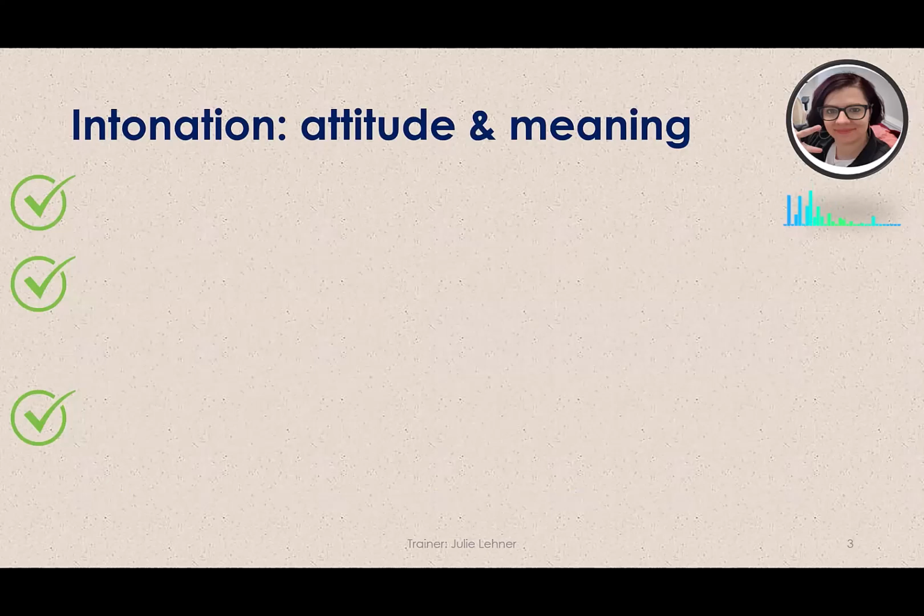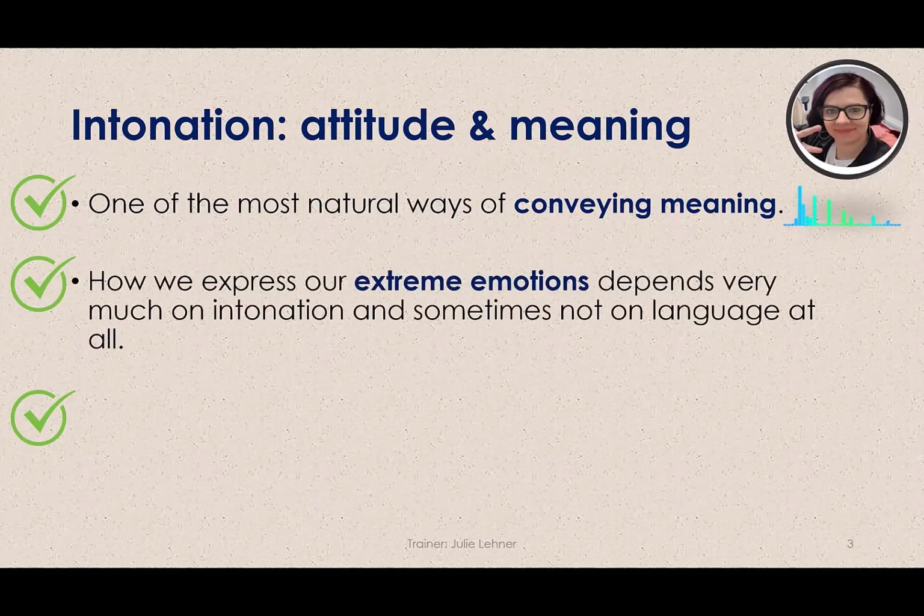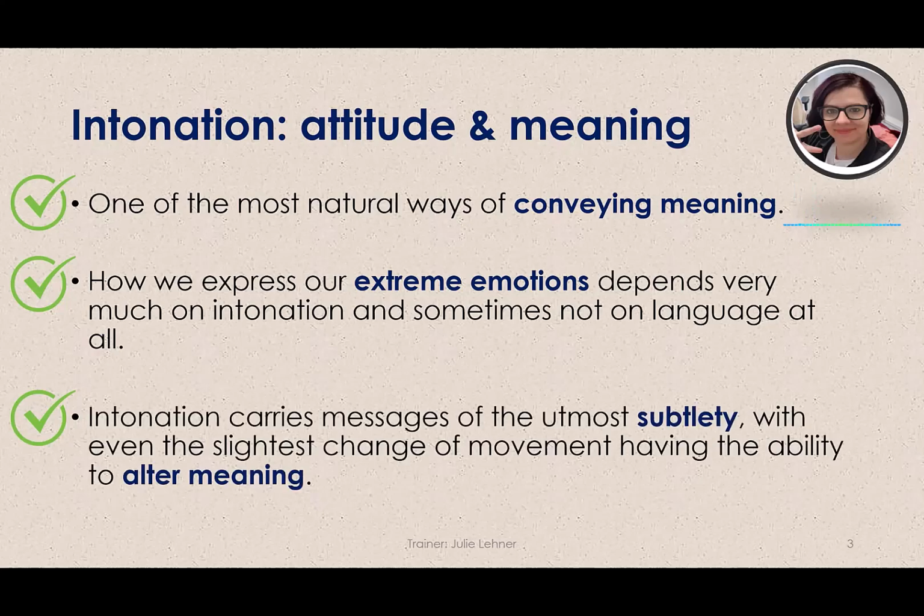You've probably heard a lot about the attitudinal aspect of intonation. But what does that mean exactly? Well, one of the most natural ways of conveying meaning is through intonation. As we saw in the previous activity, we can use the same exponent to express two different emotions and therefore two different meanings. This is particularly important for extreme emotions, which depend very much on intonation and sometimes not on language at all. Intonation helps us deliver messages of utmost subtlety, which means that even the slightest change of movement has the ability to alter meaning. This is the difference between saying, "Oh, great," and "Oh, great."